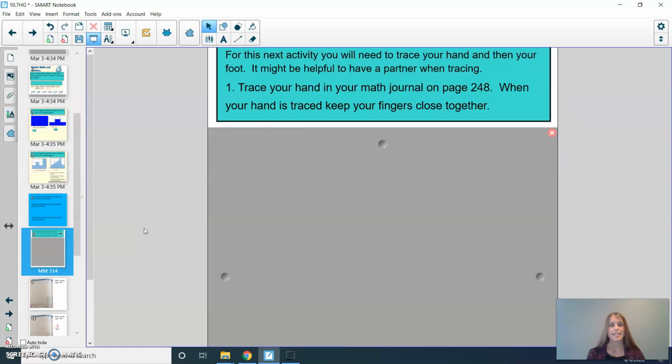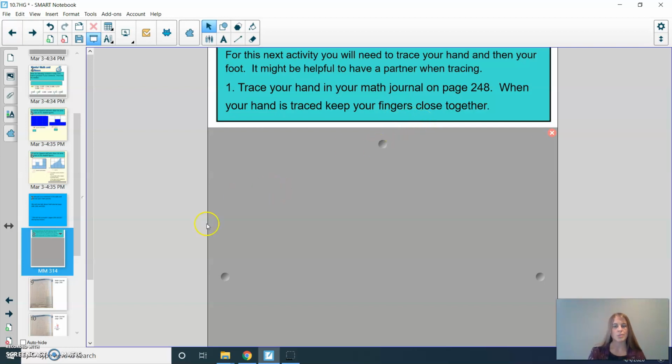For this next activity, you will need to trace your hand and then your foot. It might be helpful to have a partner when tracing. If you don't have a partner, that's okay. Still try to trace it on your own, but again, it just might be a little bit easier when you have a partner. One tip: when you're tracing your hand, I want you to keep your fingers close together.